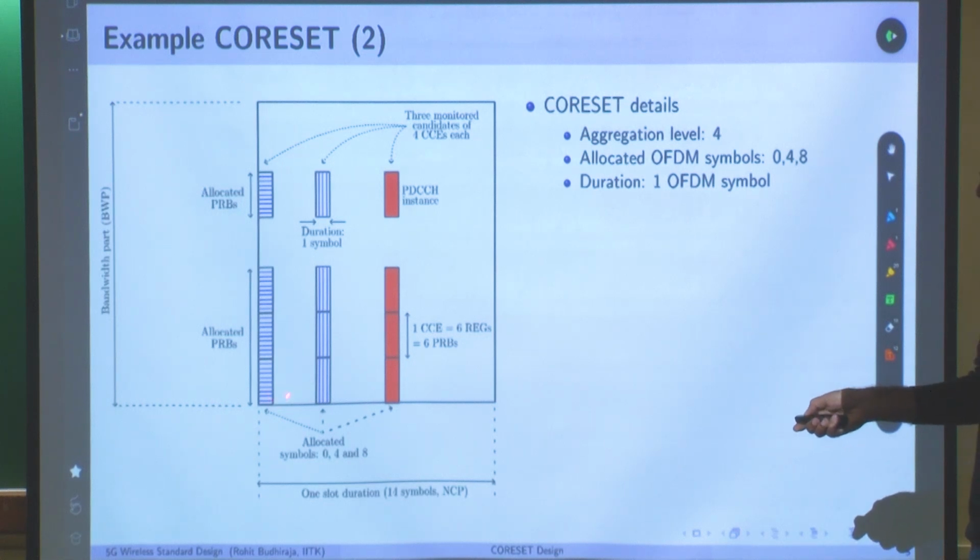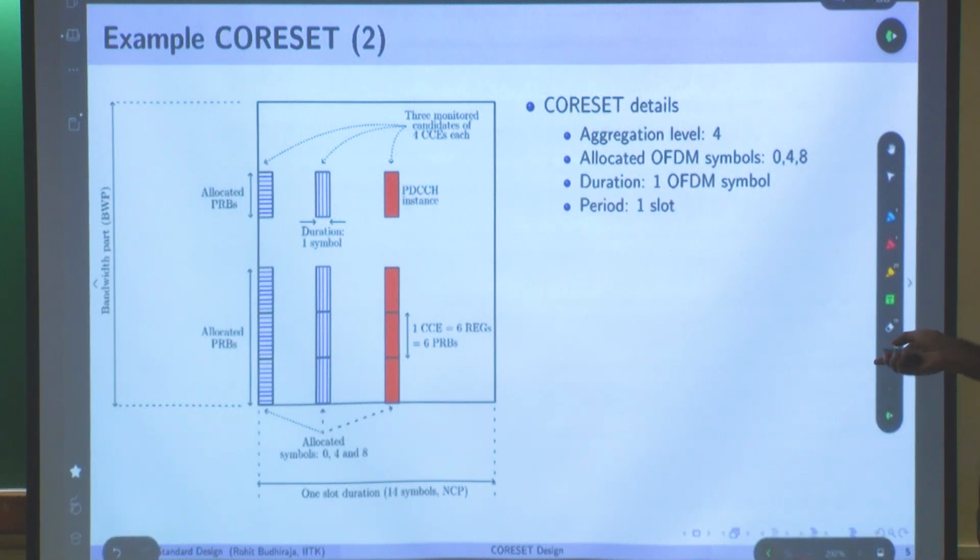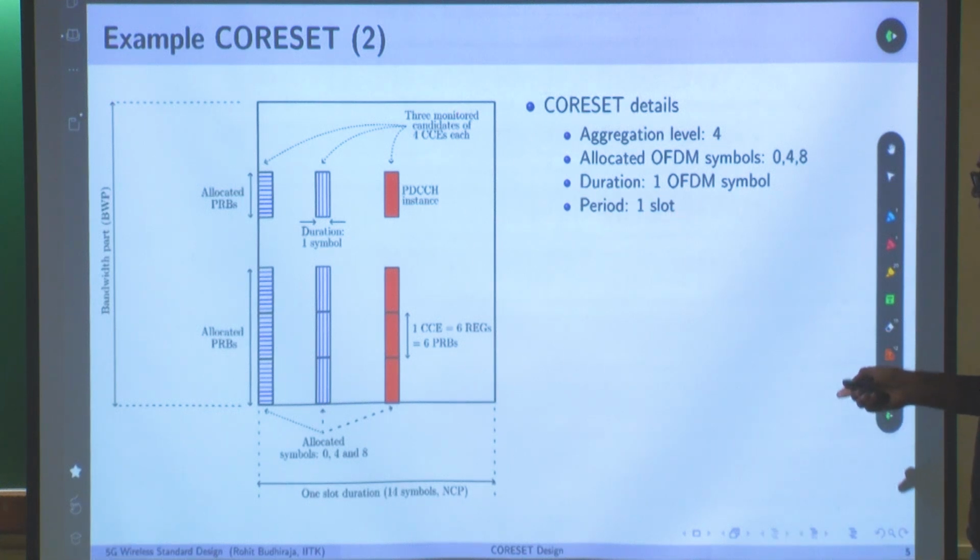So, allocated symbols are 0, 4 and 8, so it will begin at 0 and at 1, 4. Okay, so this is the 4th symbol and this is the 8th symbol, that's all. Period is 1 slot, so it will repeat after 1 slot. I have shown you this is 1 slot and it will repeat after every slot. That's the period. In the last slide I showed a period of 5 slots. Here it will repeat after every slot. It can be defined like that.